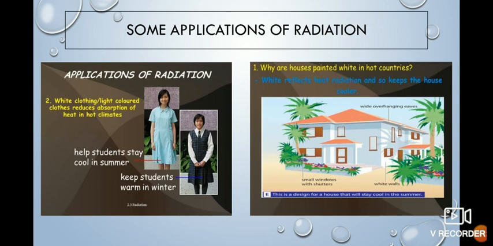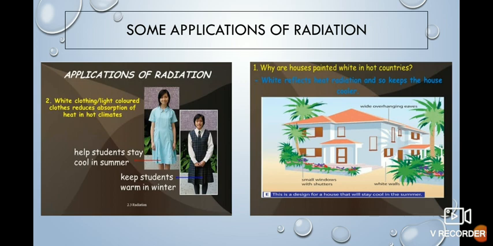So, all bodies radiate heat, but some bodies radiate more heat and some bodies radiate less heat. This radiation, interestingly, has got something to do with the color. Can you see the picture on the left hand side? You see a girl wearing two uniforms. One is a summer uniform and one is a winter uniform. Can you guess which is a summer uniform? Yes, you guessed it right. The light color dress is the summer uniform.